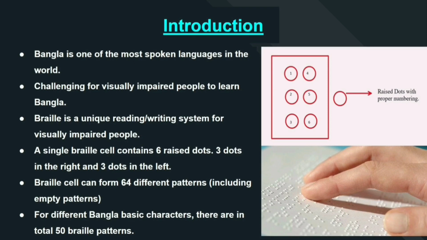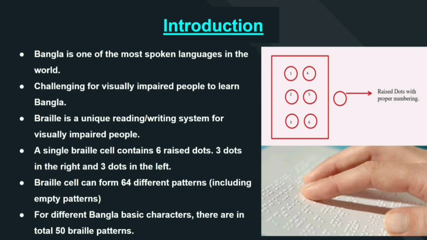A single Braille cell contains 6 raised or flat dots, 3 dots on the right and 3 on the left. A single Braille cell can form 64 different patterns, including empty patterns. Each dot pattern represents a letter, a combination of letters, numbers, symbols, etc. A different language has different types of Braille patterns. For different Bangla primary characters, there are in total 50 Braille patterns.